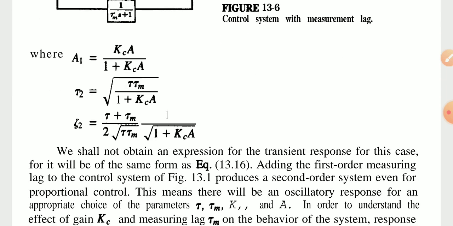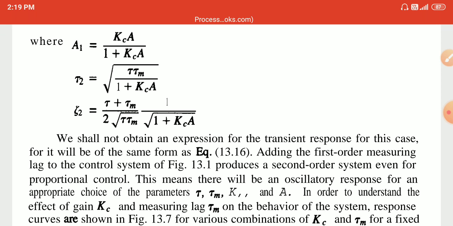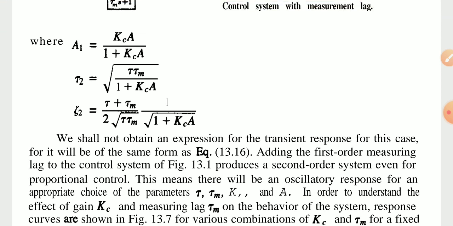So what is A1? A1 is equal to Kc A upon 1 plus Kc A. Tau 2 is equal to under root tau m upon 1 plus Kc into A. And zeta 2 is equal to (tau plus tau m) divided by 2 under root tau m, multiplied by 1 upon under root 1 plus Kc A. This is the equation on this basis.